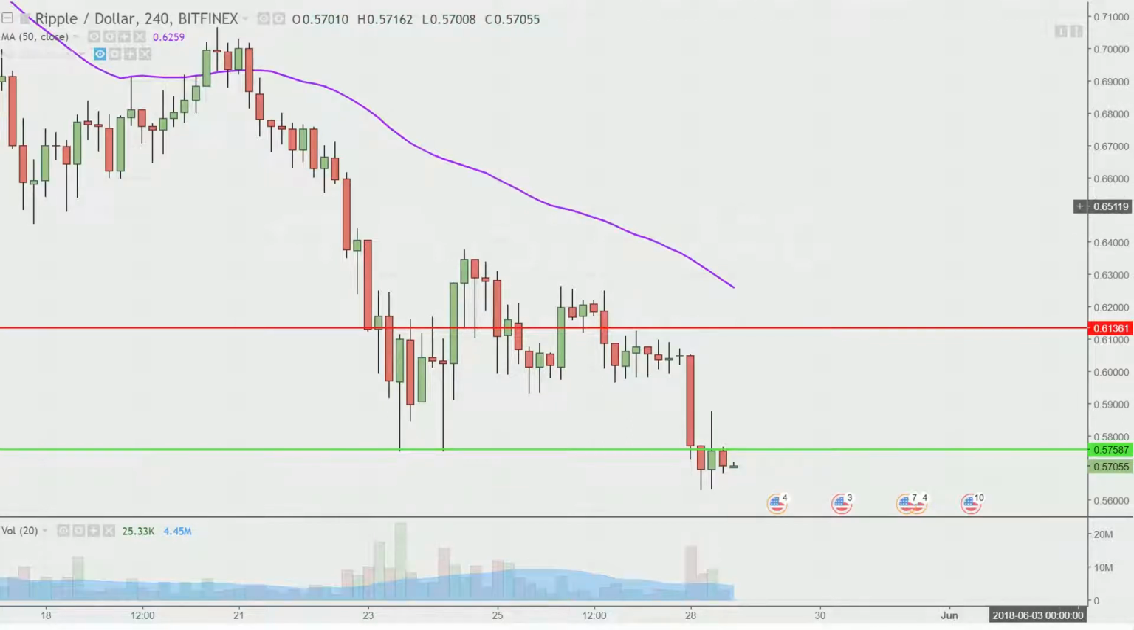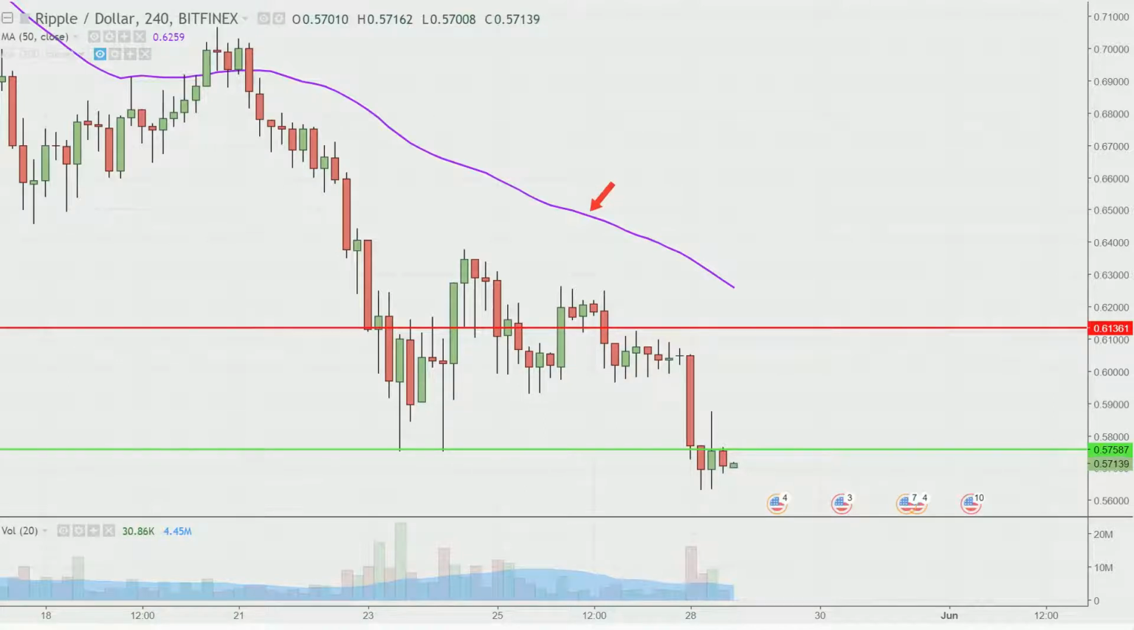And really from a resistance standpoint, as it stands right now, still have this red line right here at 61 cents, which I talked about in a previous video. But the other level to keep an eye on, which I think just makes the overall chart the easiest to track, is going to be that purple line right there, which is the 50-period simple moving average.